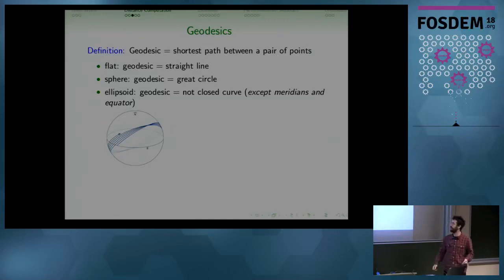So if we are on the flat, the shortest distance between two points is just a straight line. On the sphere, the shortest distance is a great circle. You get this by cutting your sphere with a hyperplane. So it's also easy, it's trigonometric equations. But if we have an ellipsoid, then the geodesic is not a closed curve. It's something like this that goes around the Earth. And this blue line is the shortest path. So if you have two points, we want to compute the distance of this blue line.